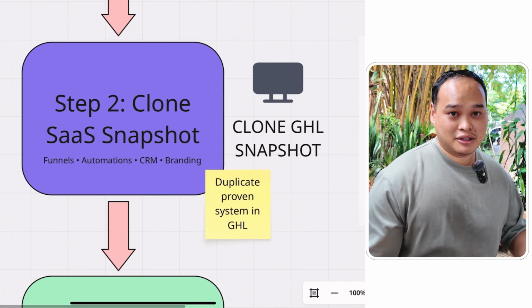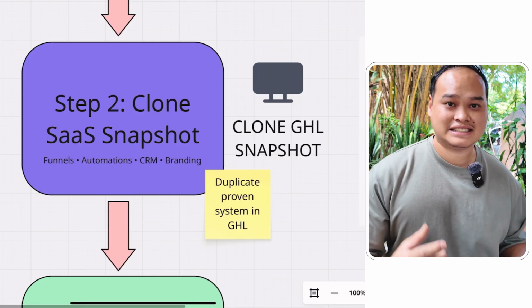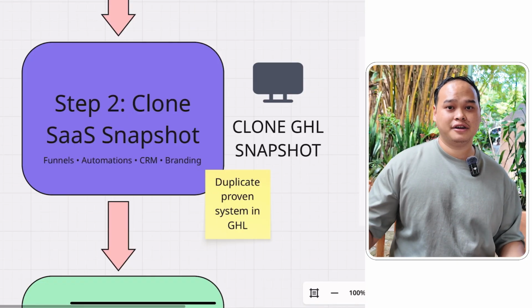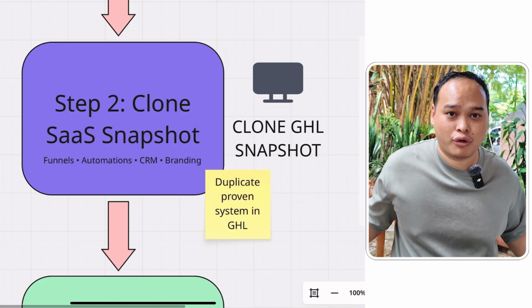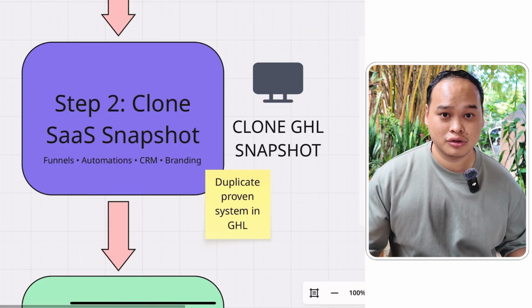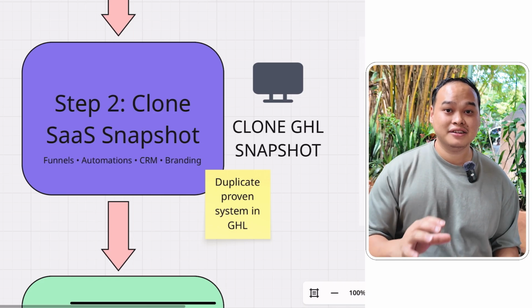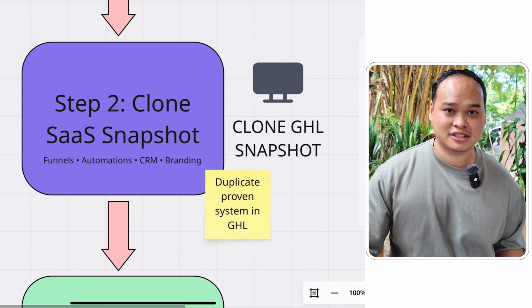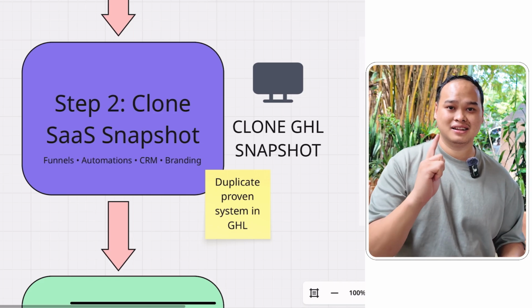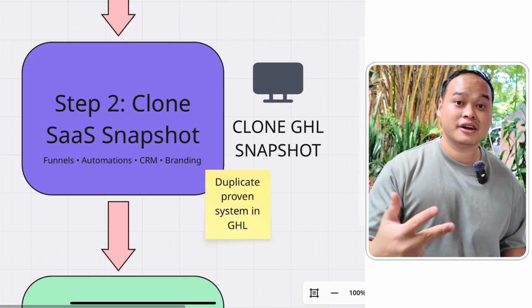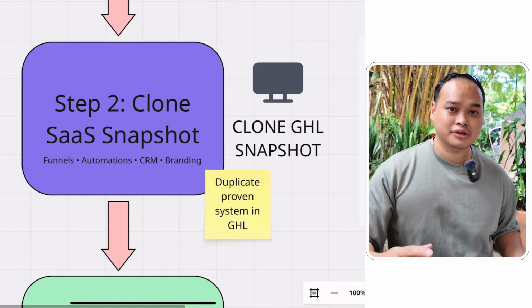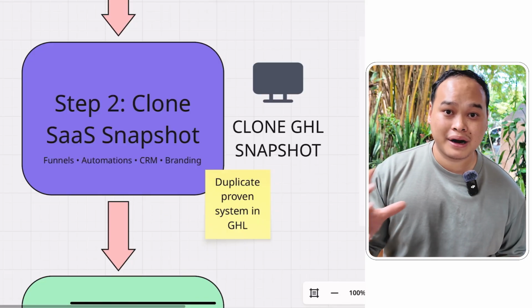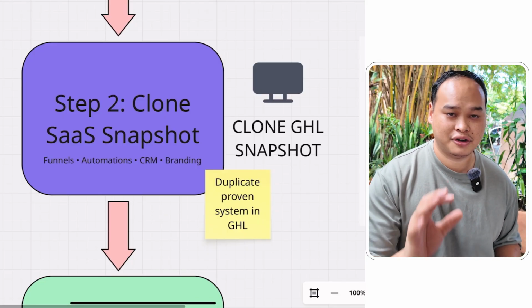Now, this is where the magic happens. Step number 2, clone a proven SaaS snapshot. Most people think that you need to hire a developer, learn how to code, or raise a bunch of money to build software. Just simply not true. With GoHighLevel, you can literally duplicate an entire SaaS business in a box in one click. From funnels, automations, to CRM, email follow-ups, everything, ad templates, all cloned into just one account and rebranded under your own name and your own logo.